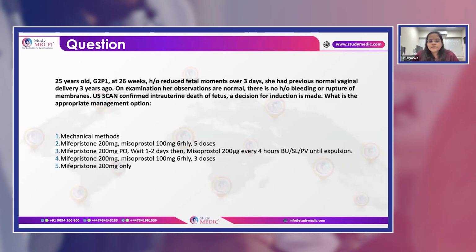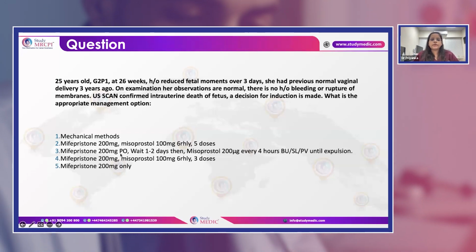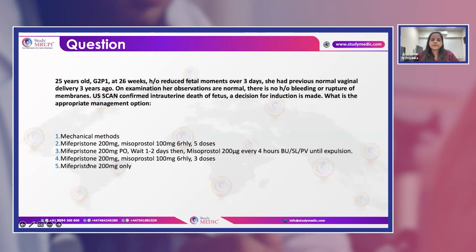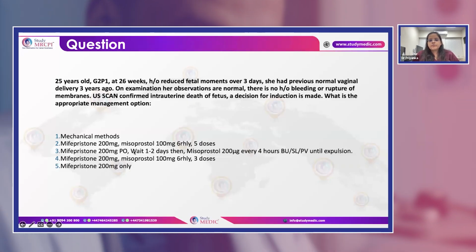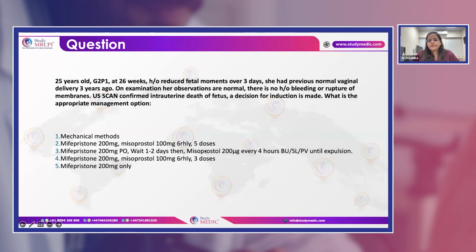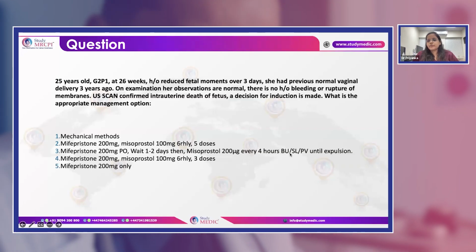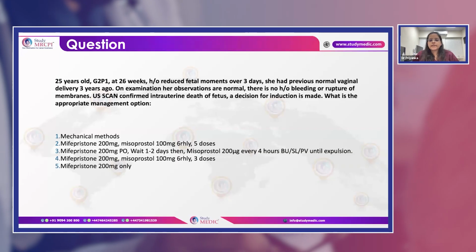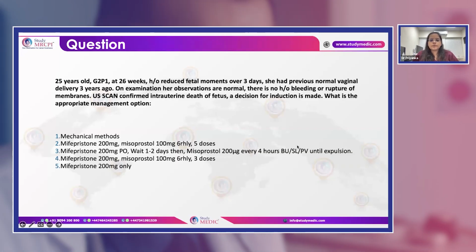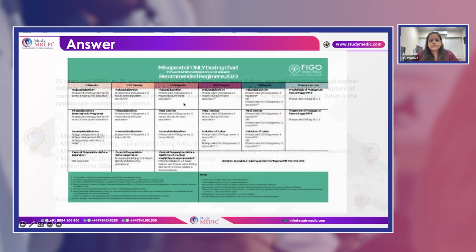Because she is 26 weeks, we need to refer to the FIGO guideline. So here we need to give mifepristone first. The correct option here is number 3. We give mifepristone 200 mg per oral, wait for 1 to 2 days, and then we start misoprostol 200 micrograms every 4 hourly until expulsion. So always remember, as the gestation advances, the dose of misoprostol decreases. So the correct answer here is answer C.